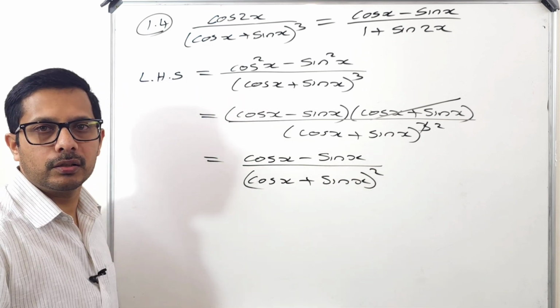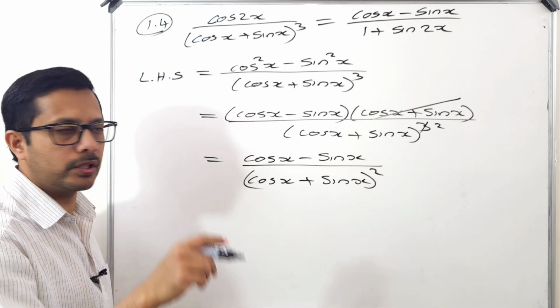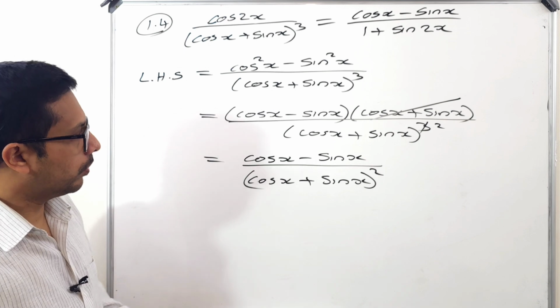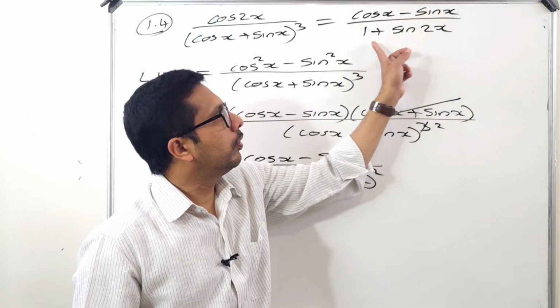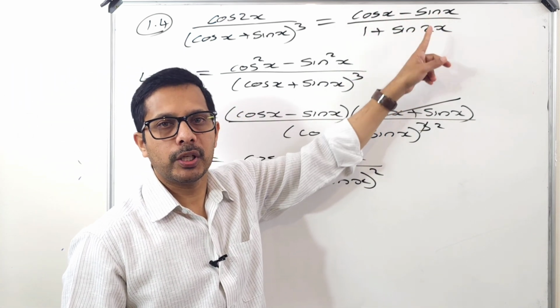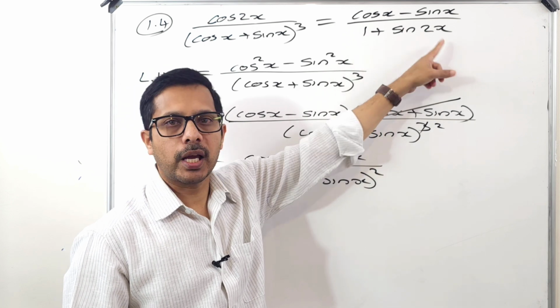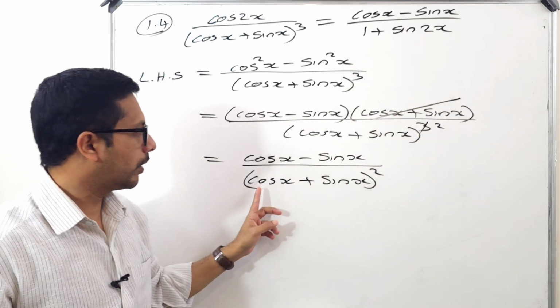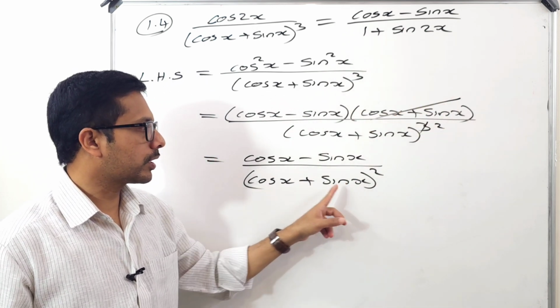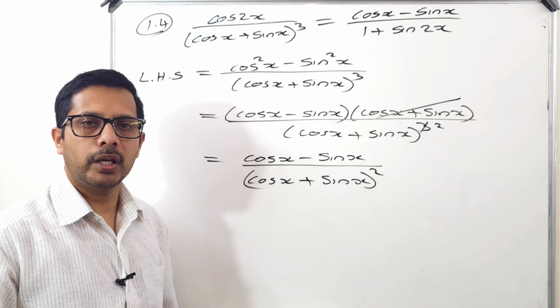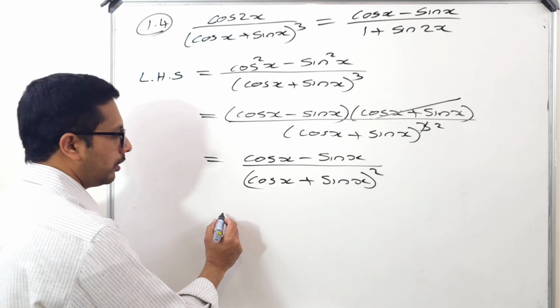We cancel 1 from 3, so the remaining is 2. So now we got the numerator. The only problem is with the denominator. What do they want in the denominator? 1 plus sine 2x. So here, what is the denominator? (cos x plus sin x) the whole square. So again we have to simplify the denominator.